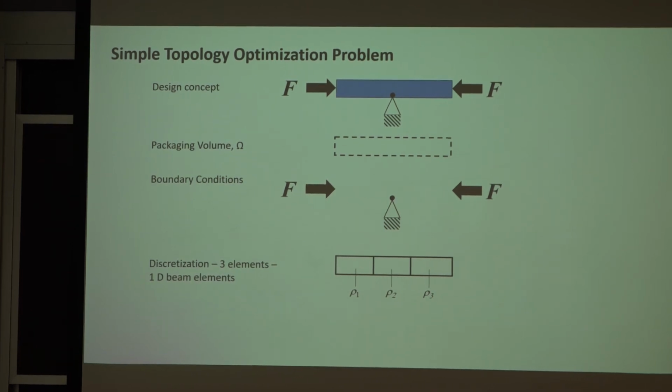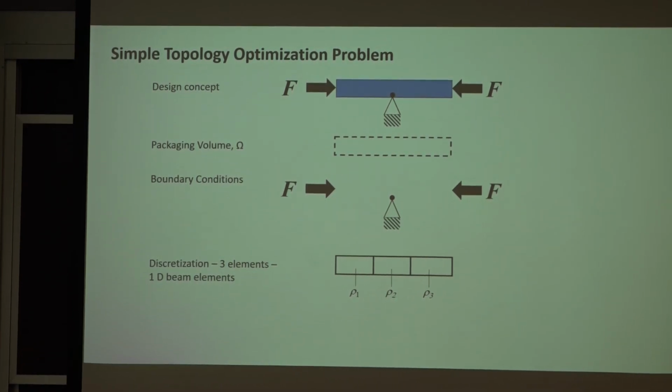So here's a simple example. We've got our beam again that's under compression. And let's say we break this up into 3 elements. The design volume is what's shown here in the dashed line. That's the space you have in order to put structure. You've got a limited amount of space to put structure. You can't put it everywhere.